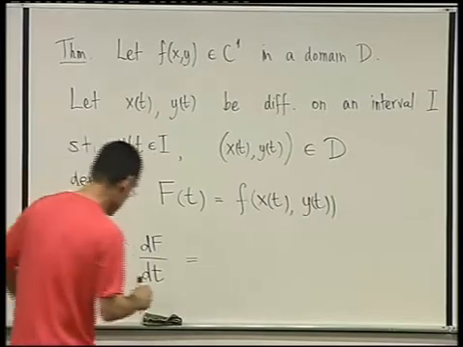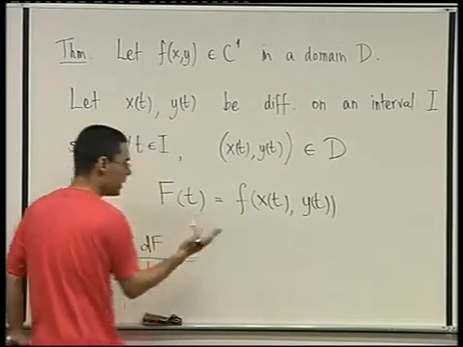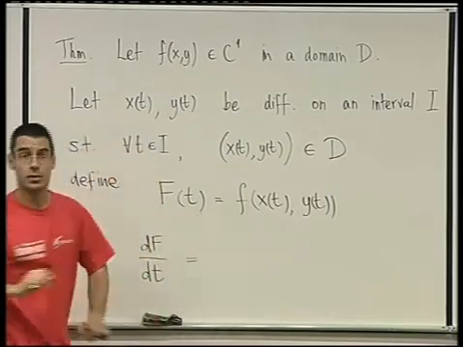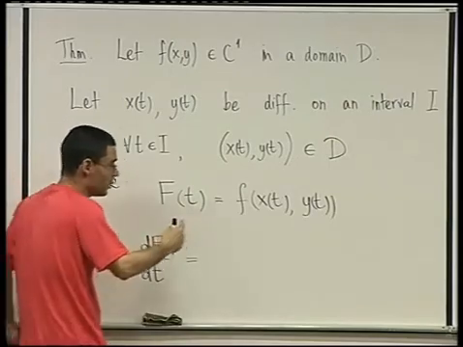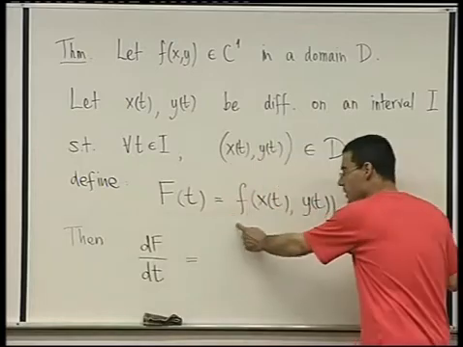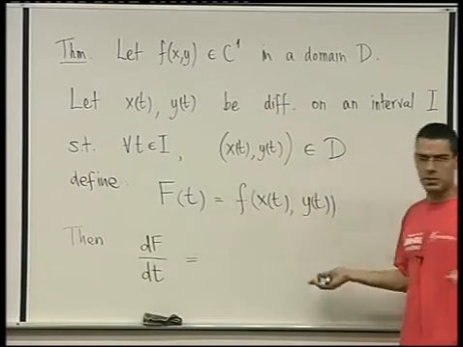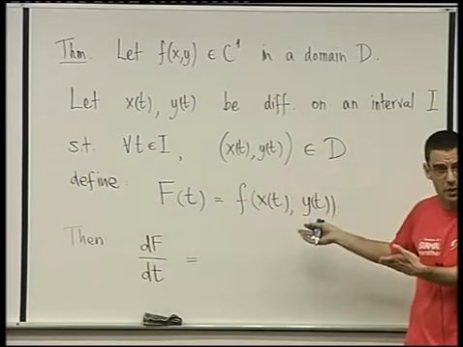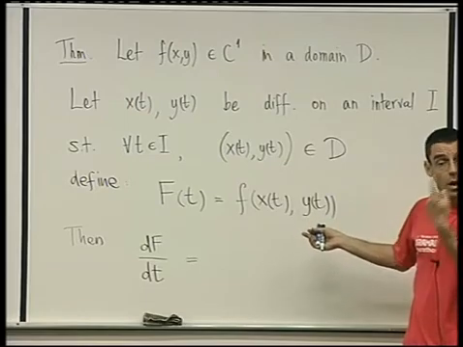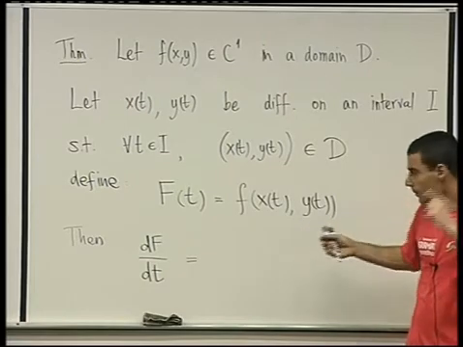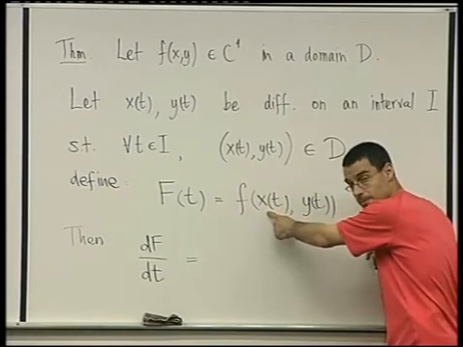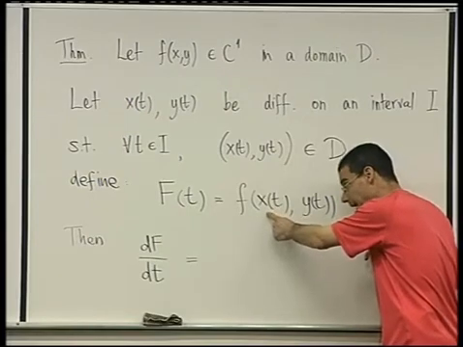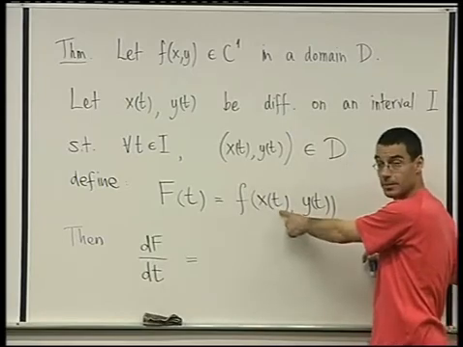Okay? So dF/dt is, I'm not going to look at my notes. Let's think. I want to do a chain rule. So what does the chain rule say? Take the derivative of f. Wait. What's the derivative of f? f is a two-variable function, right? Partial derivatives. Good. Take the partial derivative of f with respect to x, multiply it by the derivative of x with respect to t.